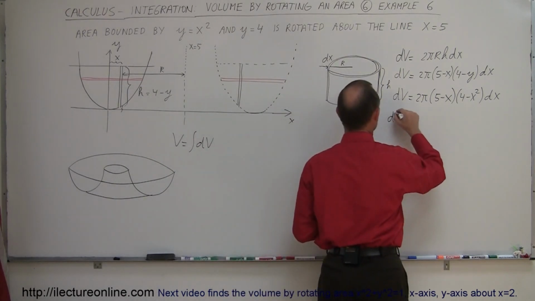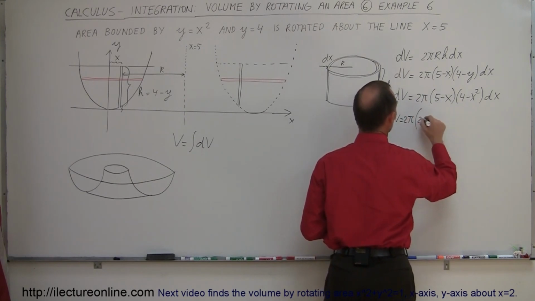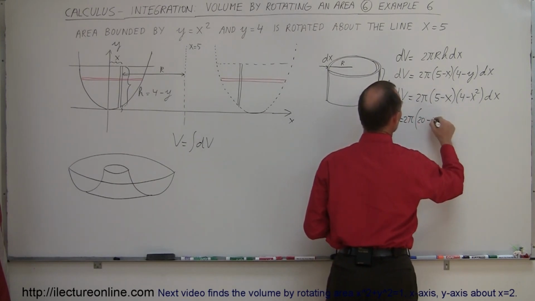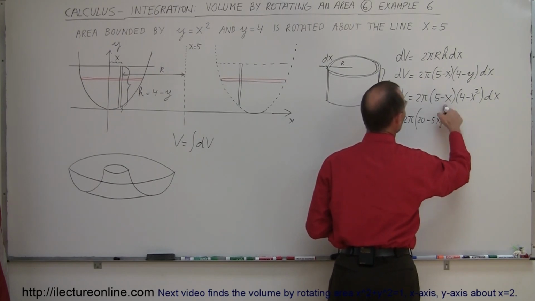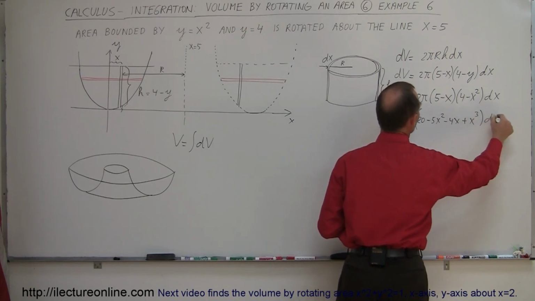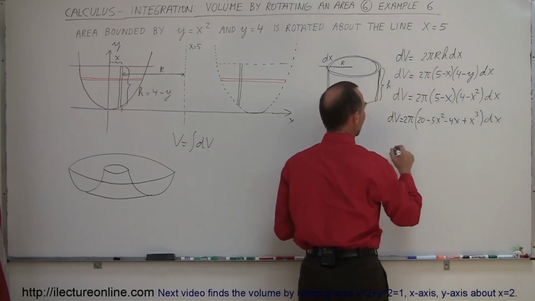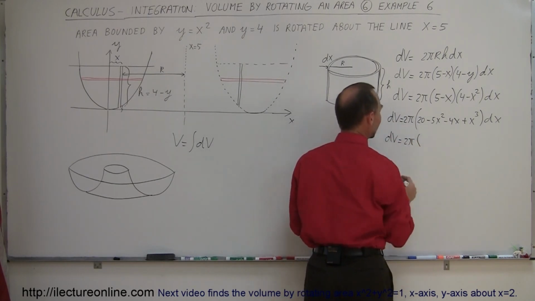So dV is equal to 2 pi times 5 times 4, which is 20. 5 times minus x squared is minus 5x squared. Minus x times 4 is minus 4x. And minus x times minus x squared is plus x cubed, times dx. And now let's rewrite it slightly better. We have dV is equal to 2 pi. And usually we like to write it in descending order.